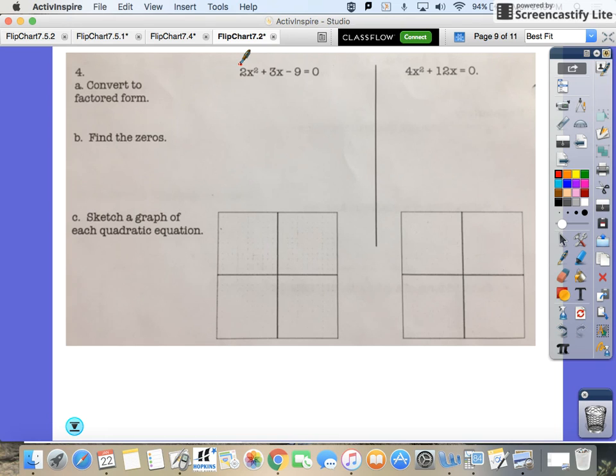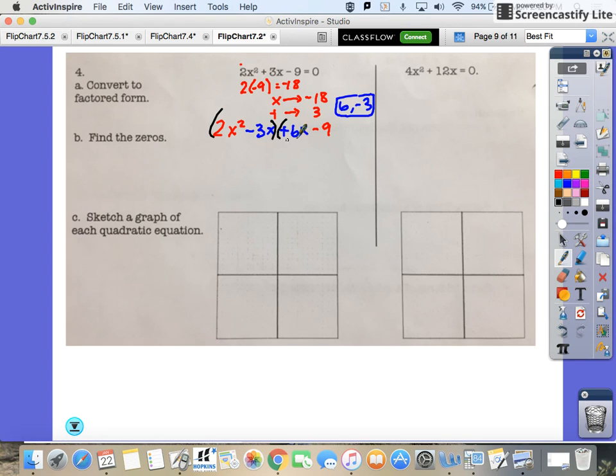There's a couple other methods, but probably what I would do at this point is 2 times 9, which is 18, and then see what multiplies to, 2 times negative 9, which is negative 18, and then adds to 3. The answer to that is positive 6 and negative 3. So what we would do is go 2x squared minus 3x plus 6x minus 9.